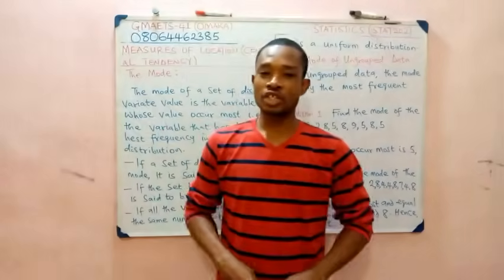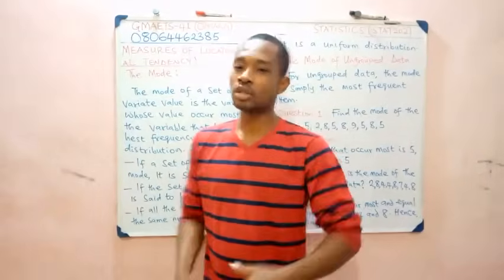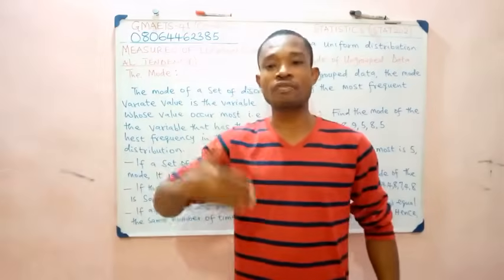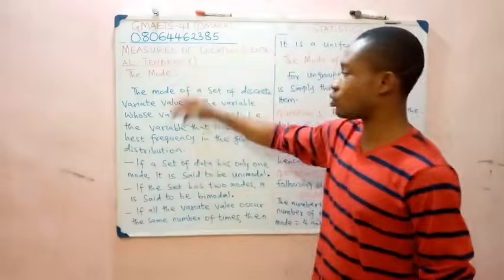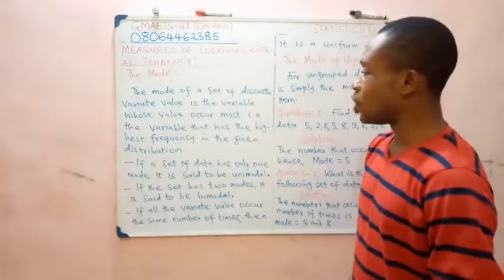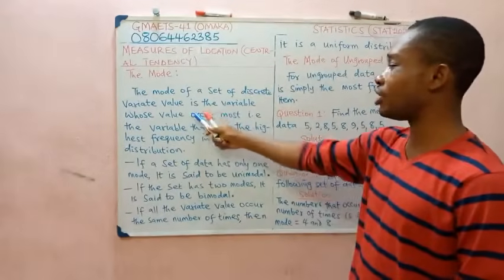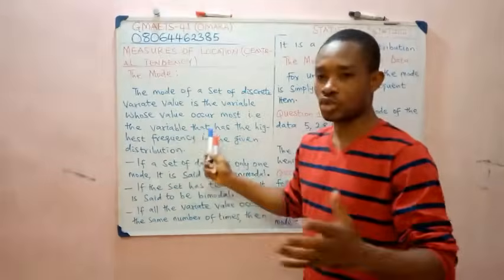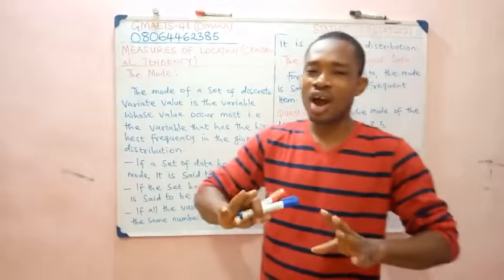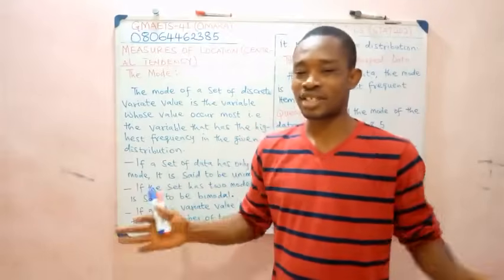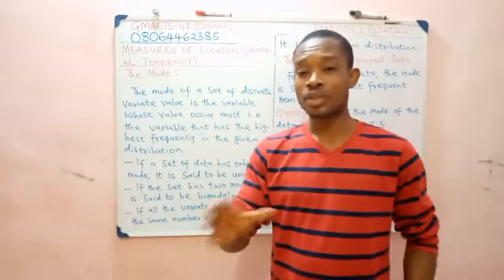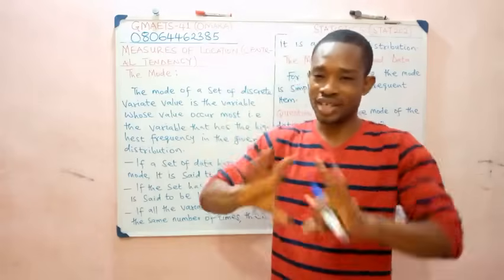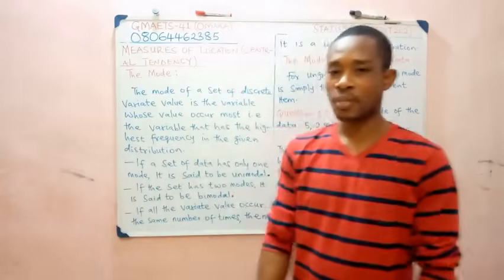And now we turn our attention to another major central tendency, another measure of location. That is the mode. What is the mode? The mode of a set of discrete variate values is the variate whose value occurs most. That is simply the highest occurring frequency in the distribution. That's what the mode is: the variate whose value occurs most in the given distribution.